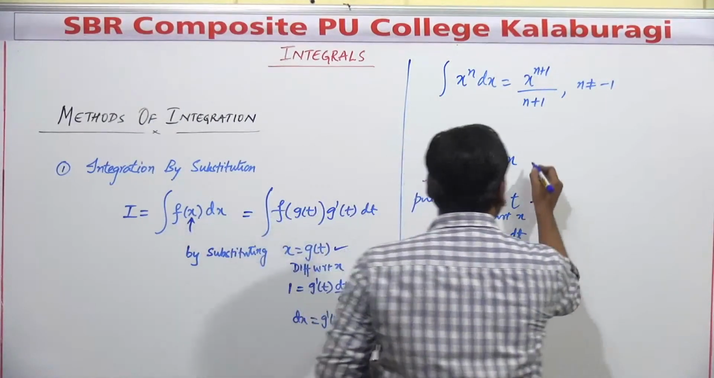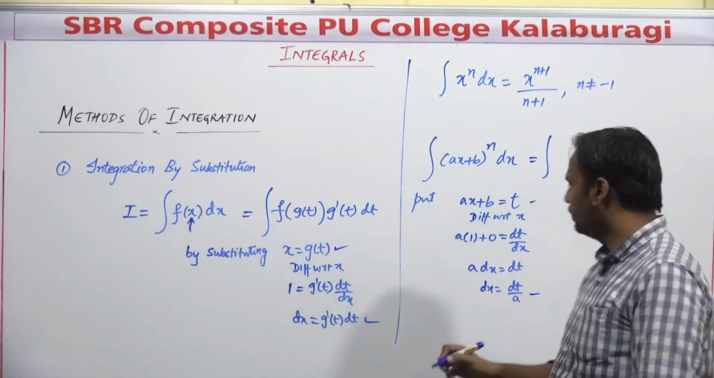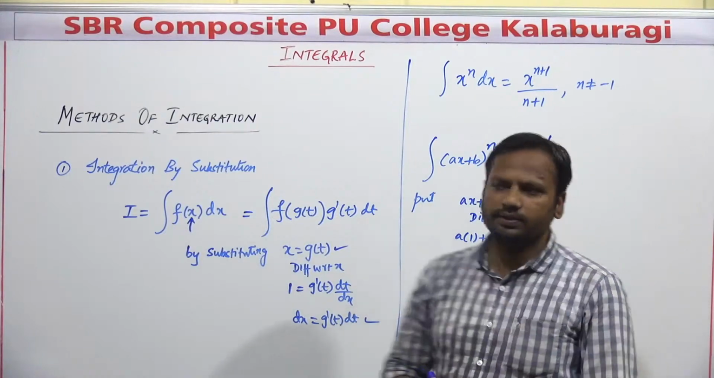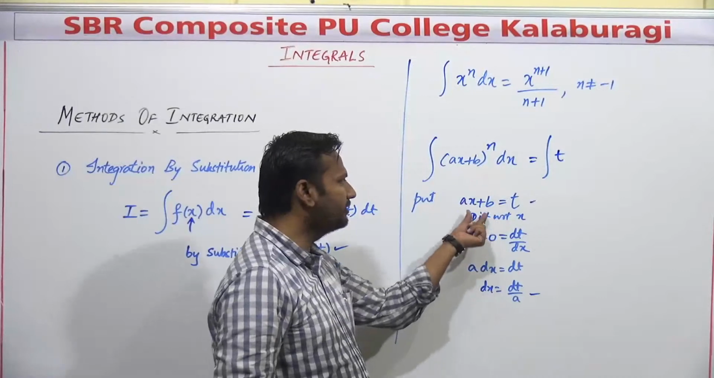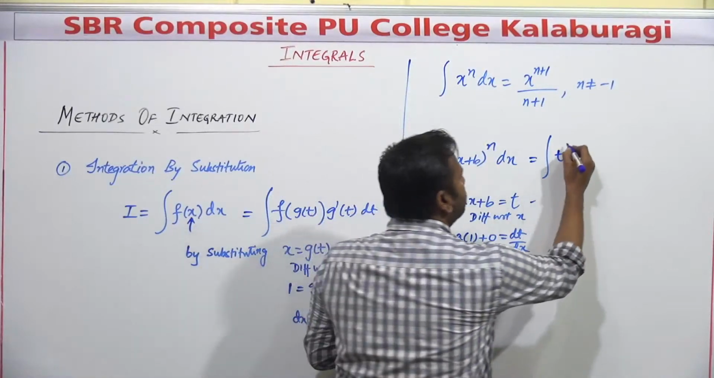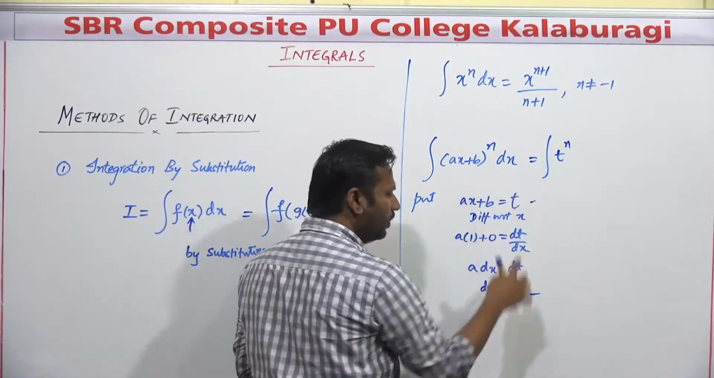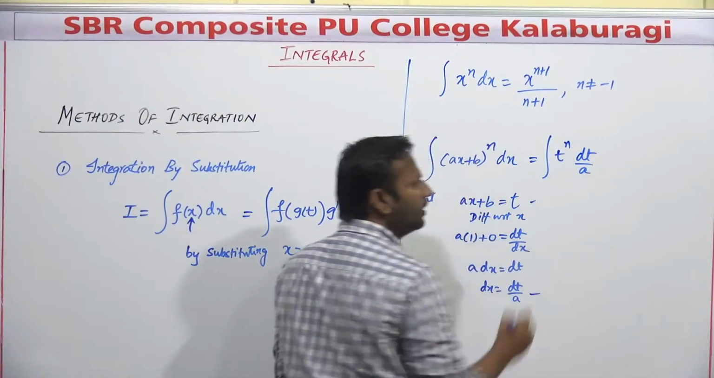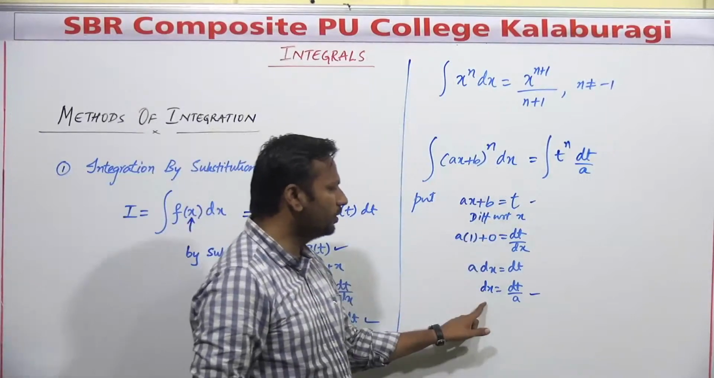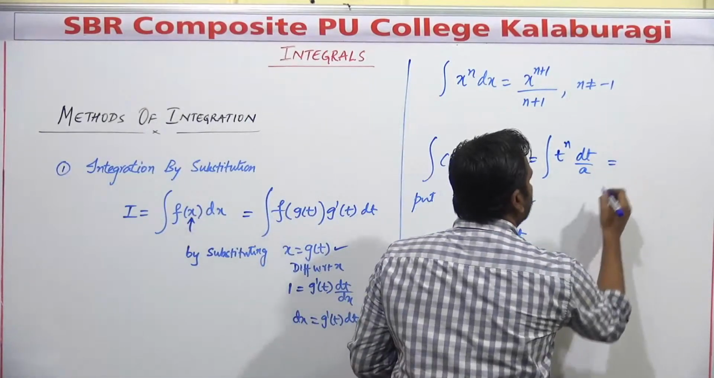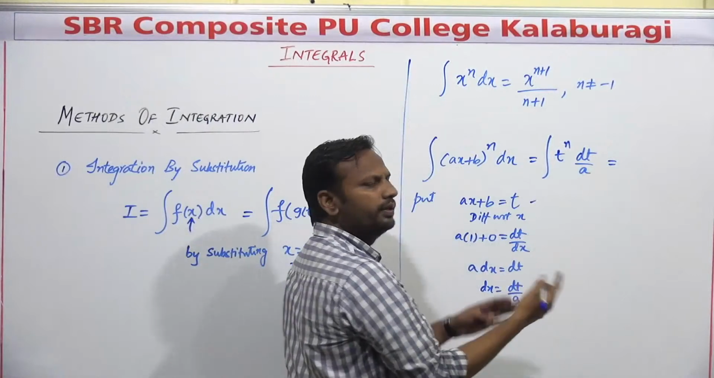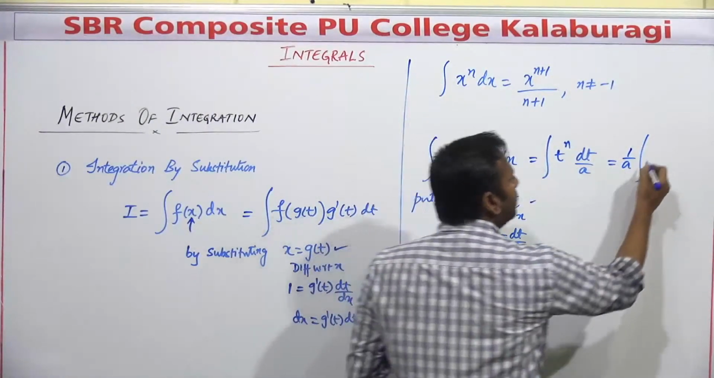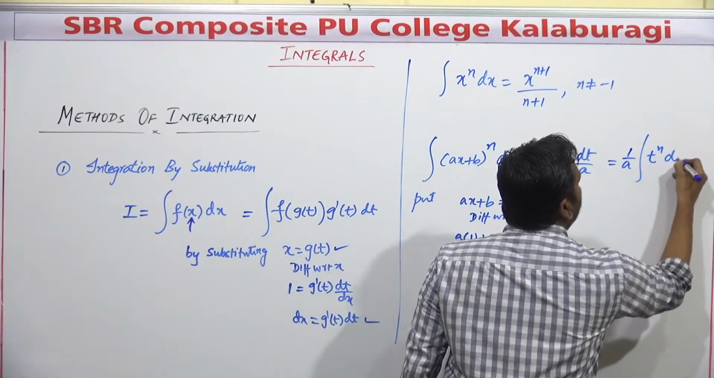So what happens now? What happens here? Integration of, this is what here, t. What I substitute: t raised to n, right? dx, what we got for dx now? It is dt by a. Got it? So here 1 by a is constant. Take it outside the integral. What remains? t raised to n dt.